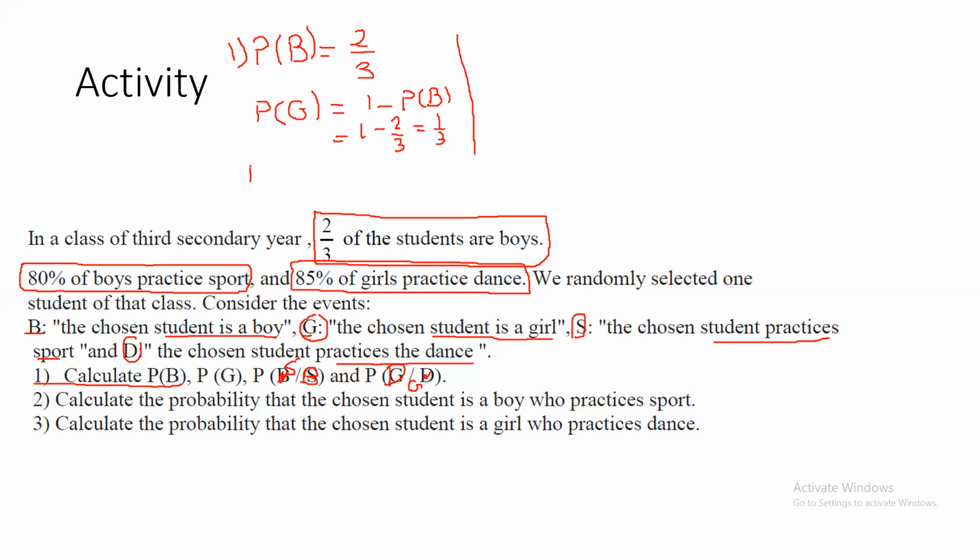What is the probability of S given B? Knowing that the student is a boy, what is the chance that he practices sport? 80%. 80% means 80 over 100. 8 over 10, which means 4 over 5.